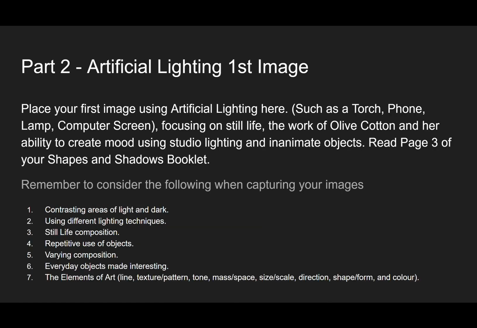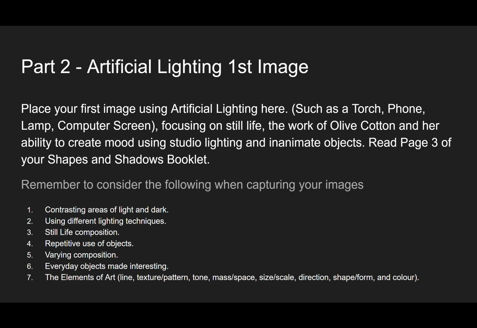So for this you can set up a torch or a phone lamp or a computer screen, and it's focusing on still life. And for this one, they're saying the work of Olive Cotton, but a lot of modernist photographers set up objects and took photos of them at strange angles. So you can think Olive Cotton's Teacup Ballet is probably a good one as inspiration for this type of photograph. So you're going to be taking still life with very moody sort of studio lighting of inanimate objects. What does that mean, an inanimate object? It means things that are not alive, okay? So objects that are not alive.